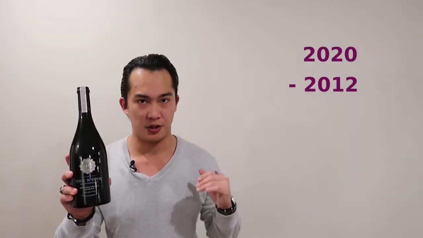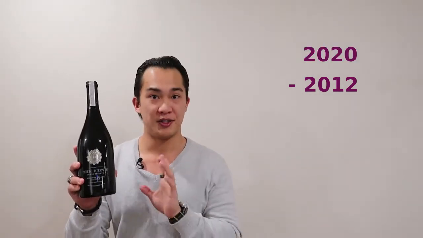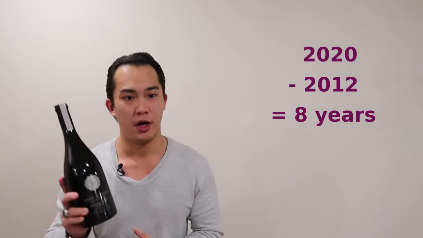Firstly, you can use the vintage year to calculate the age of the wine. This is the simplest way to use it. You just take away the vintage year from the current year. So for example, this was a 2012 vintage wine. It is now the year 2020. You can calculate that this is an 8-year-old bottle of wine.